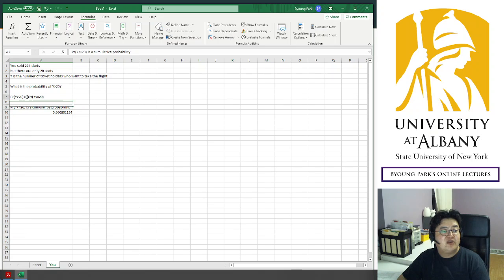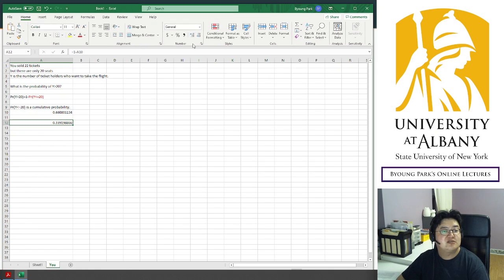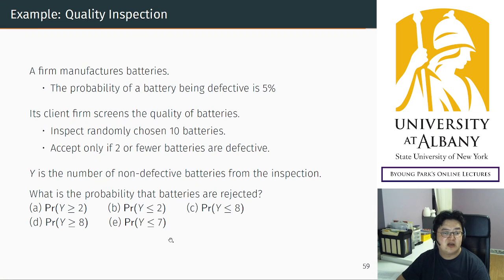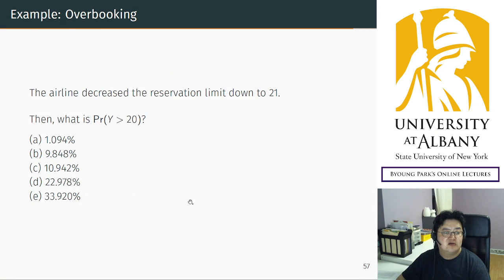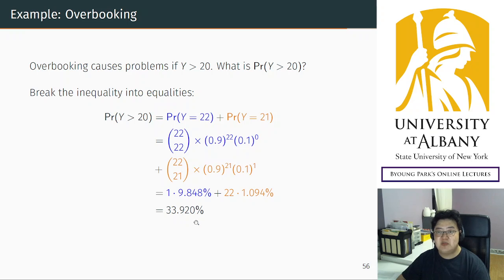And so we are just calculating this red part, but the real probability we are interested in is 1 minus this cumulative probability, which is about 33.920%. This is what we obtained in our slide, right? So we obtained the same probability.